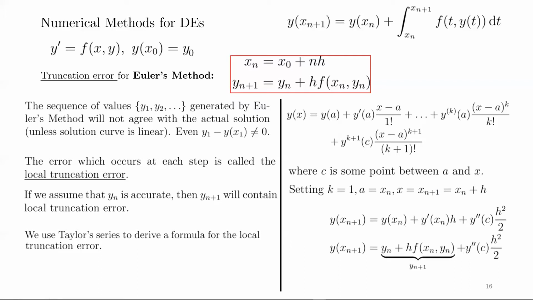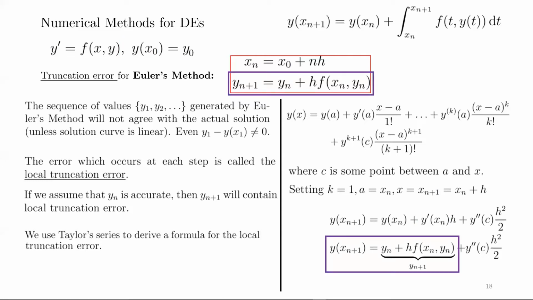Well, I can rewrite this line like so. All I've done here is changed this bit in the curly brace. Instead of writing y prime at xn, I know from my ODE that y prime is equal to f evaluated at x, y. So y prime evaluated at xn is just going to be f, the right-hand side of the ODE, evaluated at xn, yn. And if I ignore the second derivative term for a minute, this is exactly the formula for Euler's method, right?